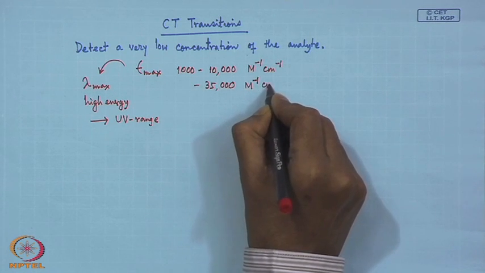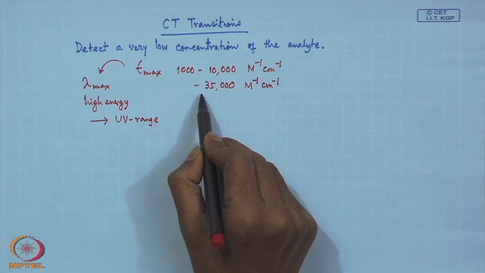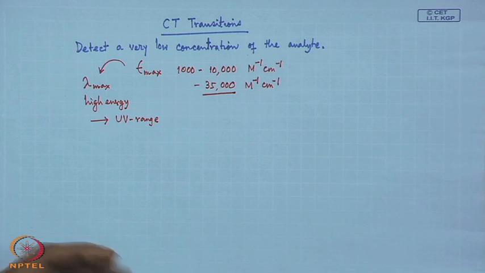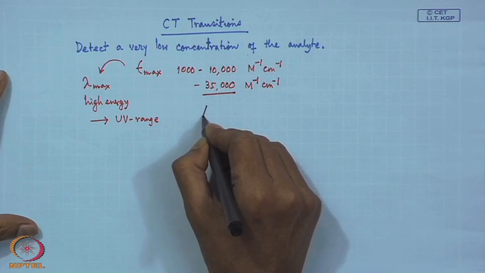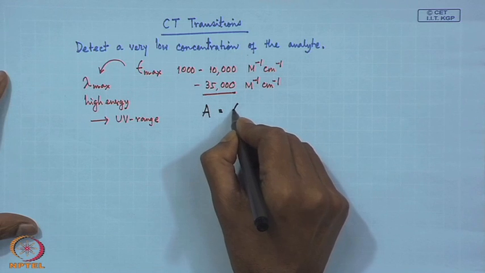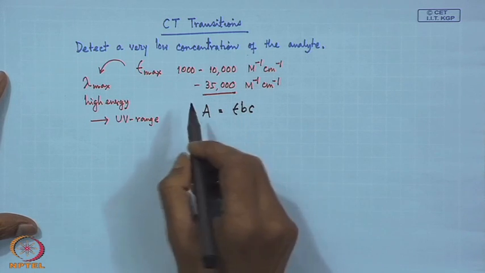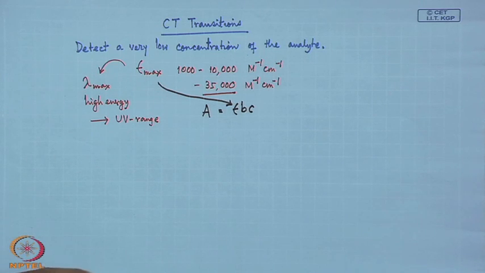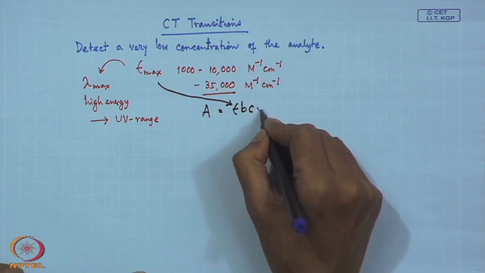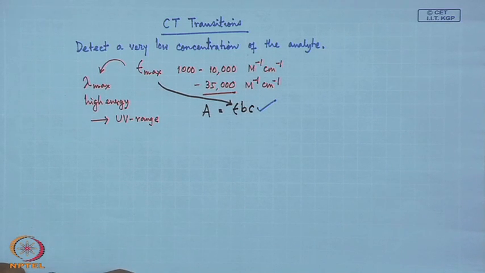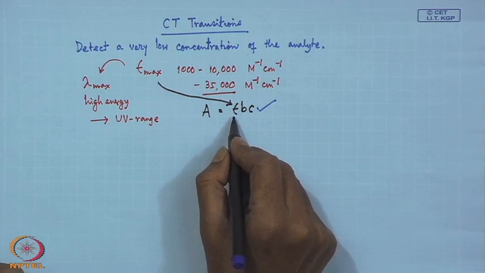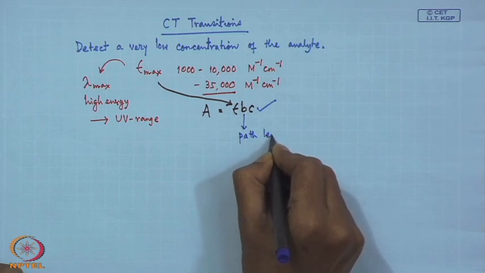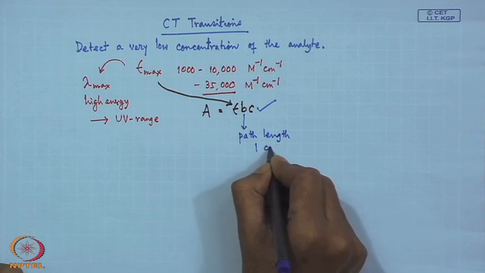This is also mole inverse centimeter inverse. So we see the contribution from the concentration, because the absorbance, applying the combined form of Lambert and Beer's law, is epsilon bc. From here we derive this epsilon. So if the epsilon value is pretty high, we can detect a very low concentration, because the concentration can be very small if the epsilon value is very high, and b is the path length for the cell, which is typically 1 centimeter.